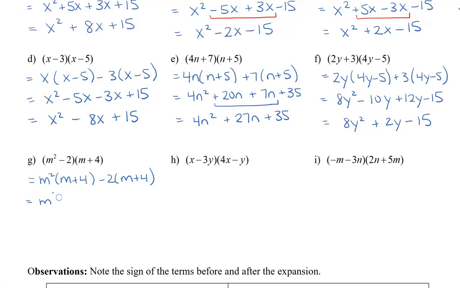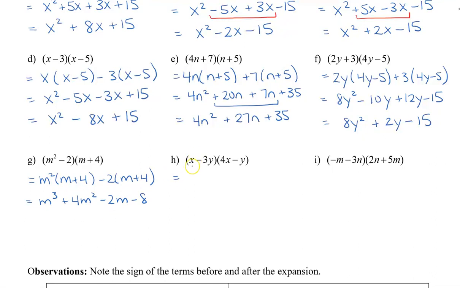So distributing again, this time we have m squared times m, so it's m cubed, plus 4m squared, and then negative 2 times m, and then negative 2 times 4. So notice for this one, there are no like terms to combine after we distributed, so that's it.